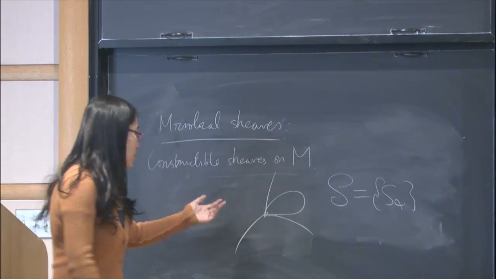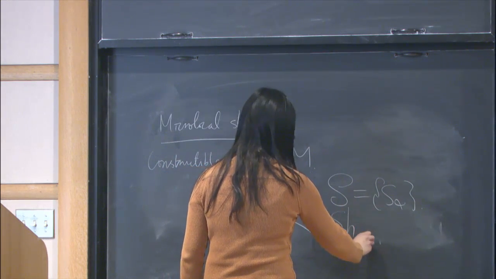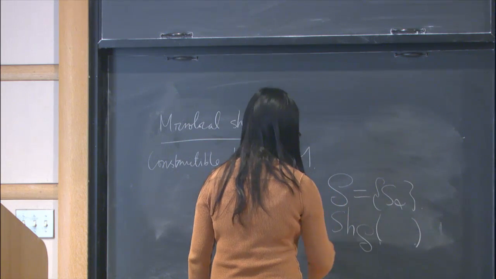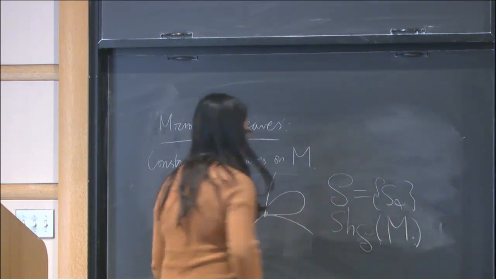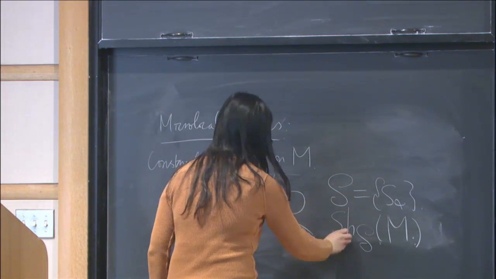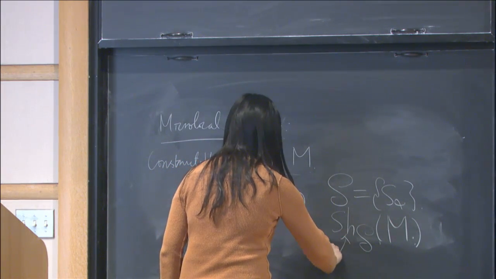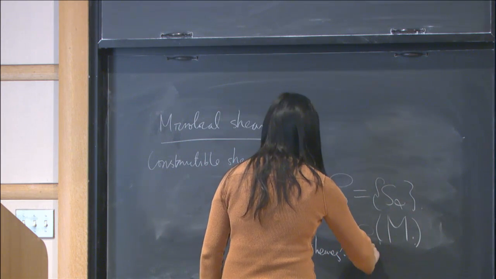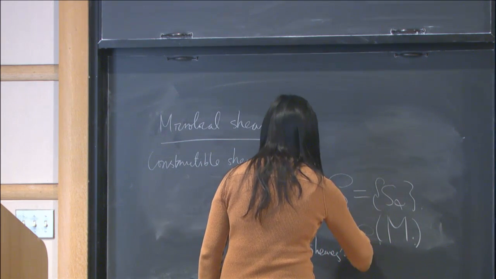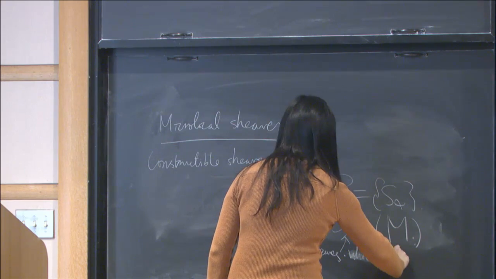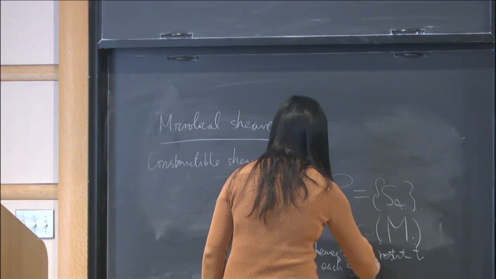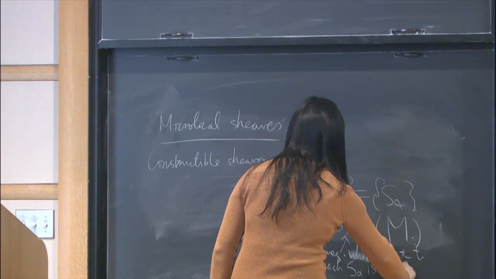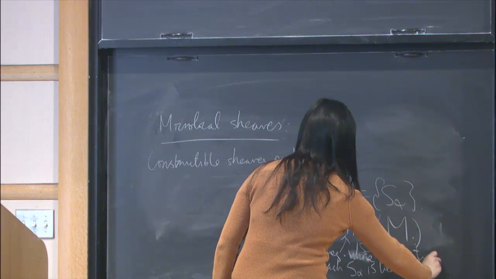And then one can define the sheaf category with a constructible condition on S of M. So this is sheaves whose restriction to each S alpha is locally constant. Okay.